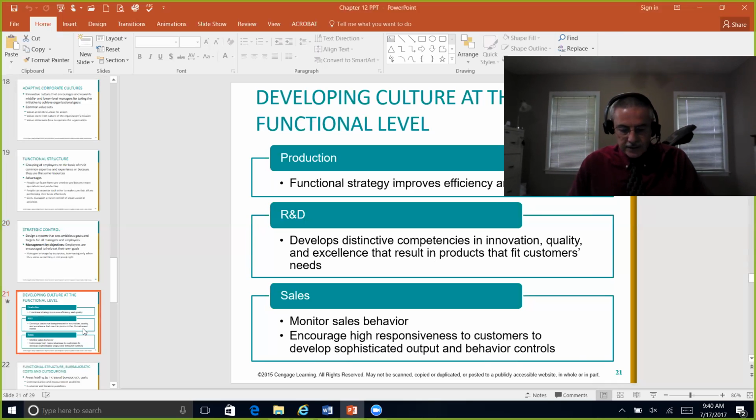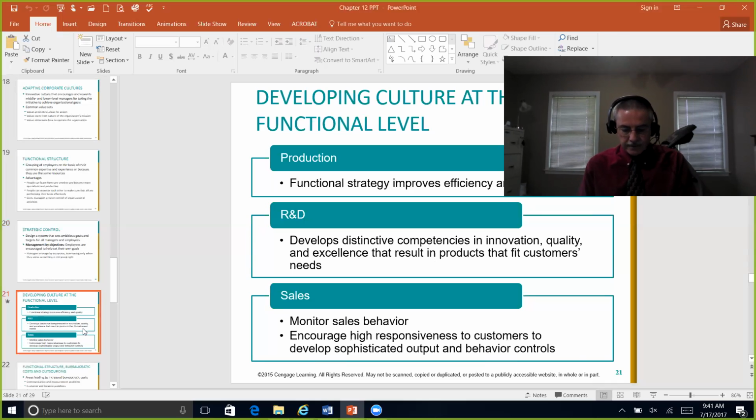Another one is research and development, where it's looking at the distinctive competencies in innovation, quality, and excellence to see what the customers want, what they need, and how that company can go about providing that particular goods and or service. It is really about the coordination of the research and development team, along with its designers, its production people, its sales, its customer service, its marketing. It's coordinating all those activities, again, with the end point in mind, being the consumers.